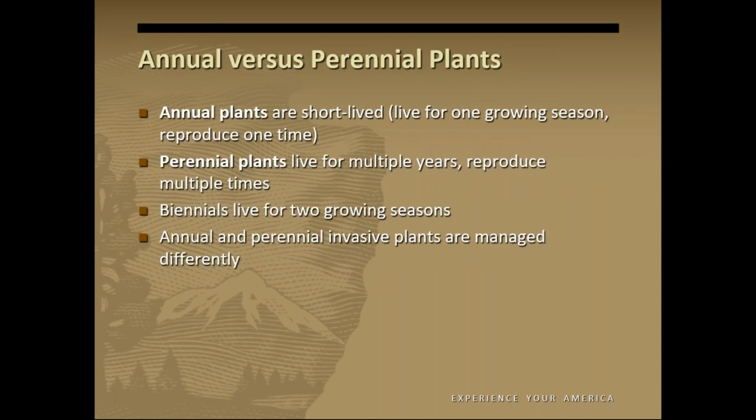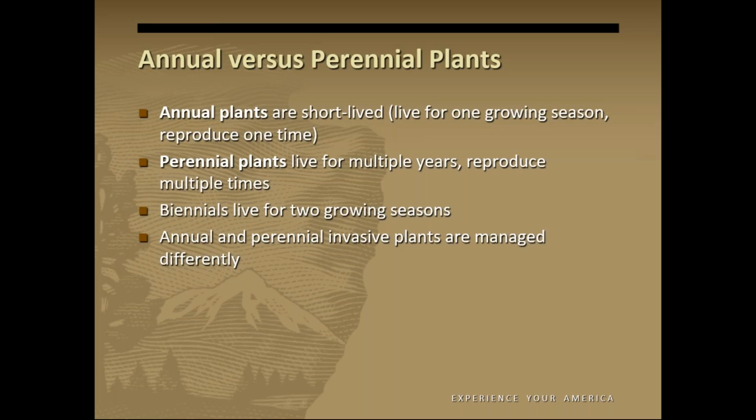One distinction that I want to make, because it's really important for understanding how invasive plants are managed, is the difference between an annual plant and a perennial plant. So annual plants are short-lived. They just live for one growing season. Approximately half the plant species at Joshua Tree are annuals.